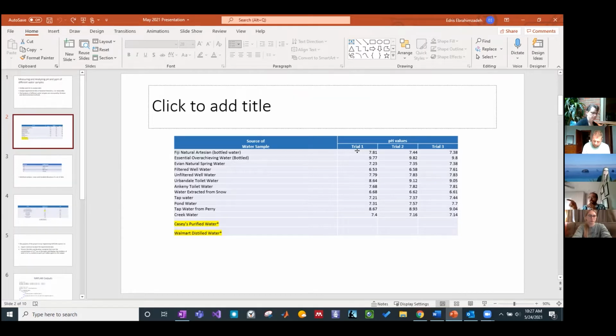With these 3 trials, students learn how to take the average of the 3 trials and then go with the average. And then they have to perform the statistical analysis. What is the standard deviation, and how far does each data point deviate from the standard deviation, or how far is it from the mean of the data?